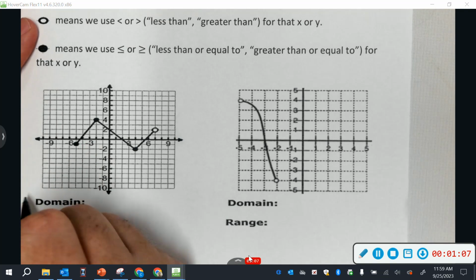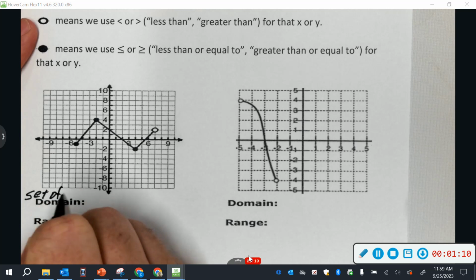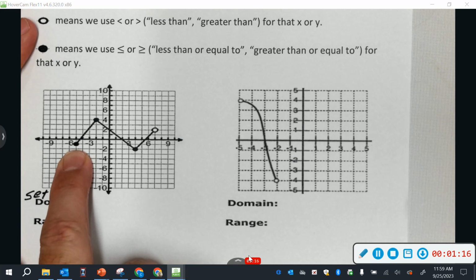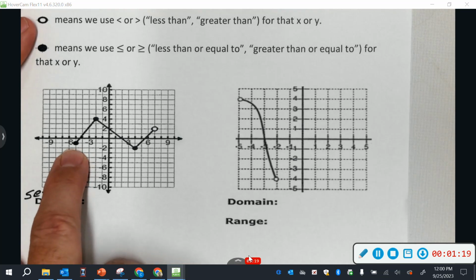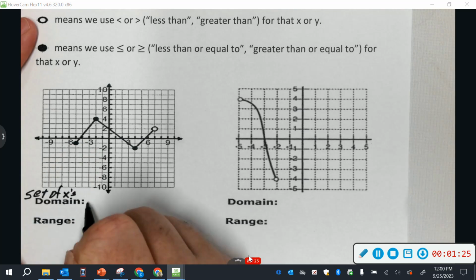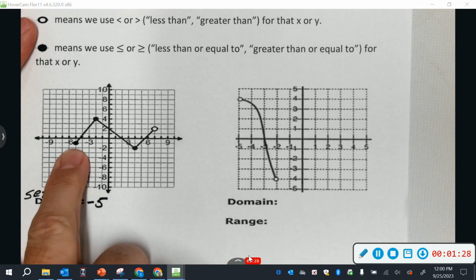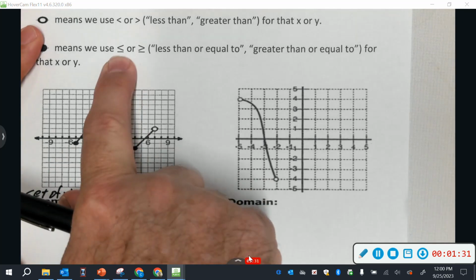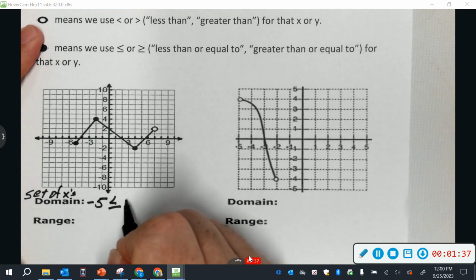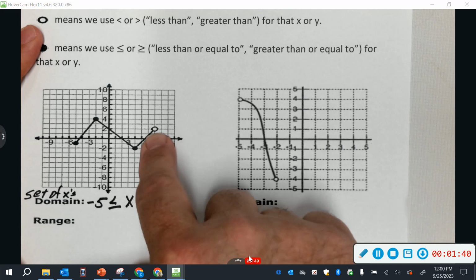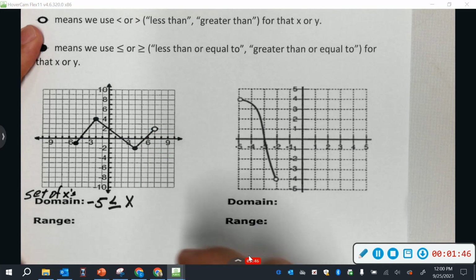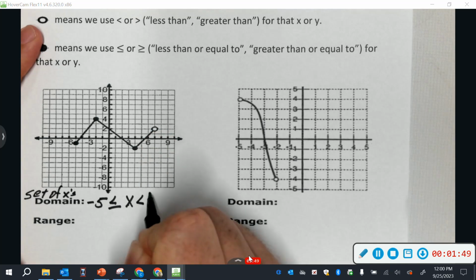Remember, domain is your set of x values for this function. The lowest x, we always want to start with the lowest x. It looks like negative 5. So we're going to start with negative 5. Notice it's a closed dot, so we're going to go less than or equal to. We're talking about domain, so that's going to be x. And over here we have an empty dot at 7. Yeah, 7. So we're going to go less than 7.